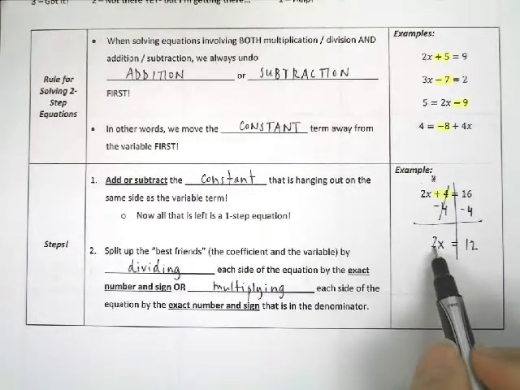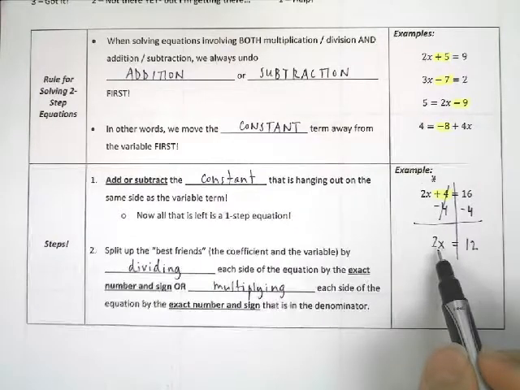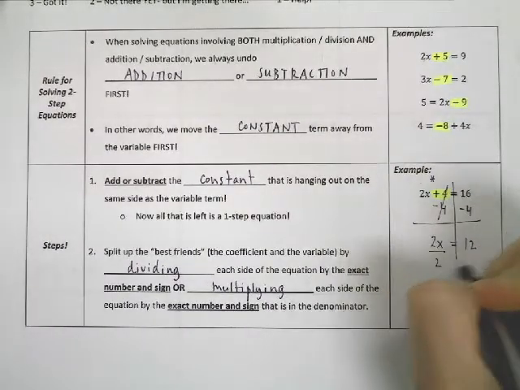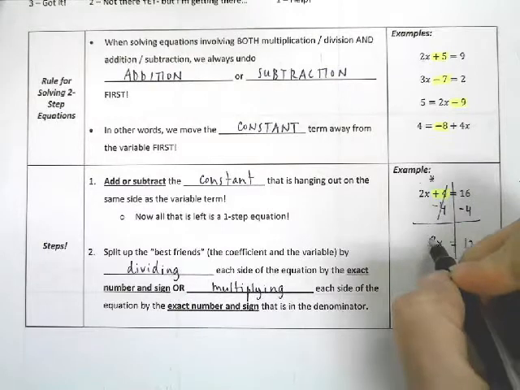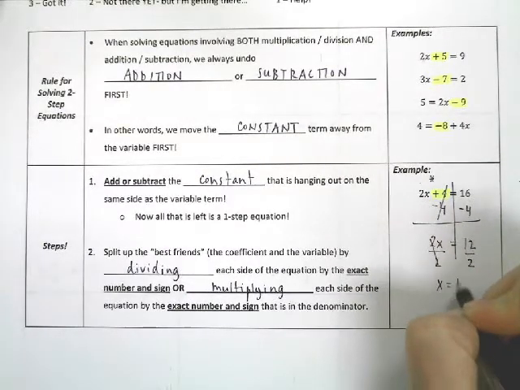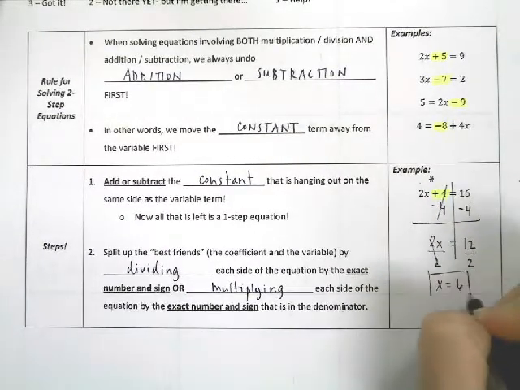So if I look here, I know 2x, this means multiplication here. So to undo that, I'm going to have to divide by 2 on both sides. So we get x equals 6.